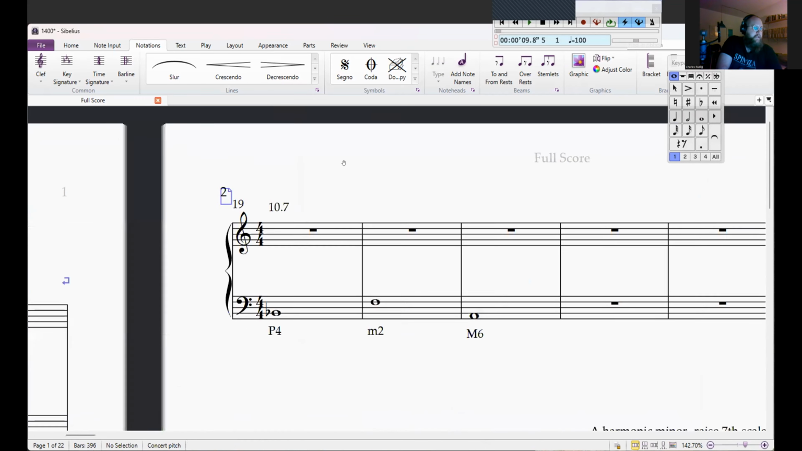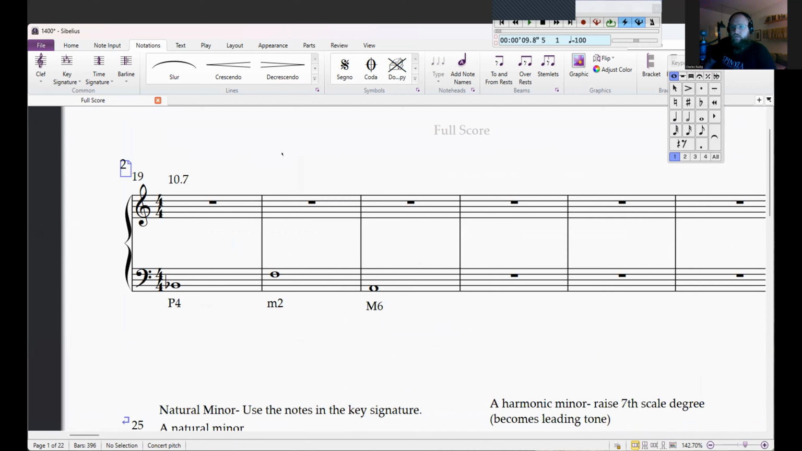In 10.7, they're just asking you to write intervals above notes. So kind of doing the same thing in the opposite direction. So let's do a few of these. You want to write a perfect fourth. So first, let's get our quantity correct, right? We want it to be some kind of a fourth.